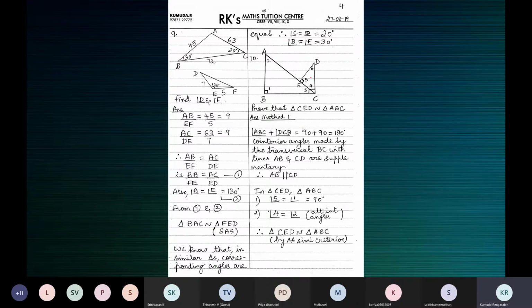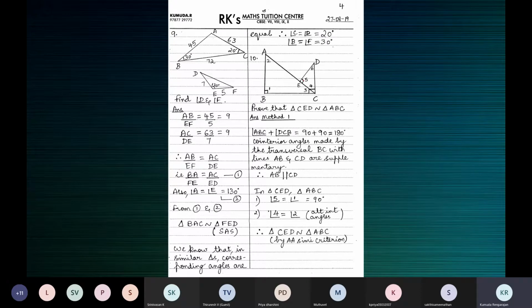Okay, now in the small triangle and the large triangle, you can see it here. Angle 5 of the small triangle is equal to angle 1 of the large triangle because both are 90 degrees. You must mention one angle of the small triangle and another angle of the big triangle. You should not simply write they're equal. Don't think we can just write 5 is equal to 1, 2 is equal to 4.